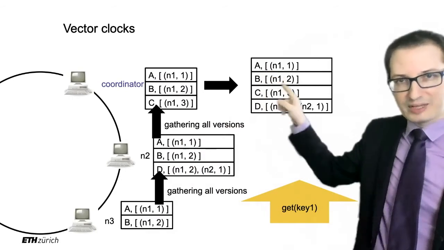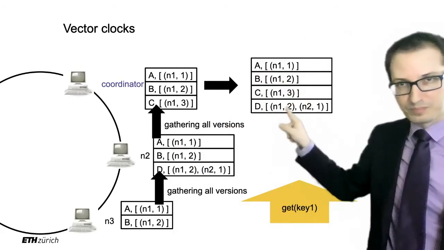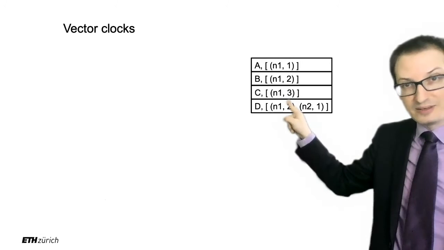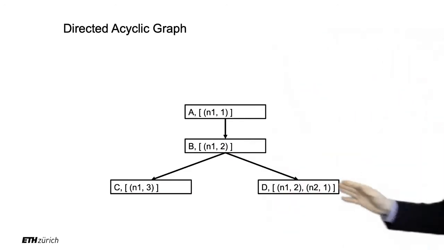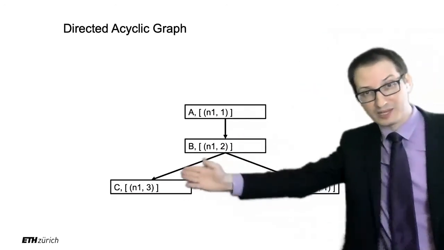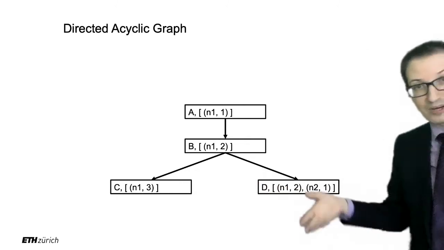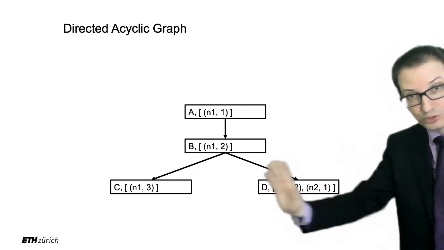So A and B, we can discard, right? Because C is newer. But you see that for C and D, there is no order there. C and D are conflicting. And as a consequence, you see it's a directed acyclic graph. That's what I told you. We have to solve that. The client has to solve that. It's pushed to the client.